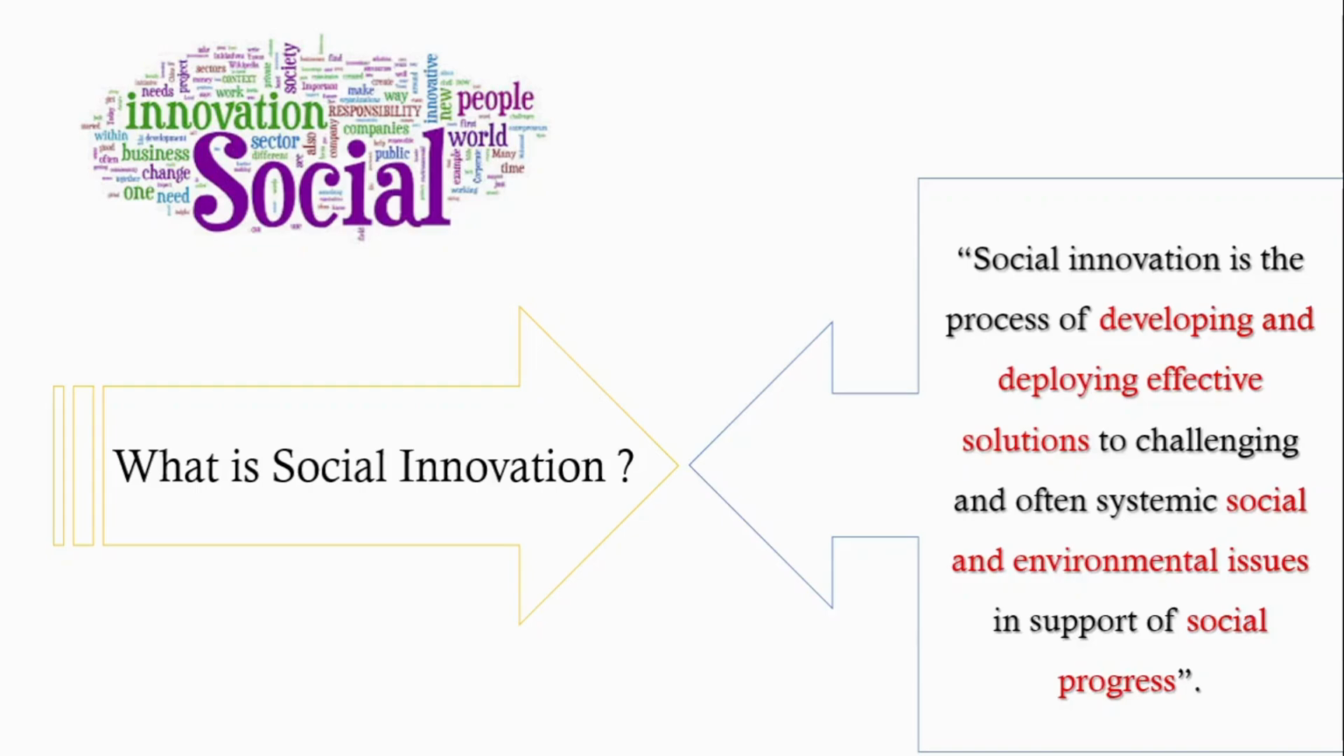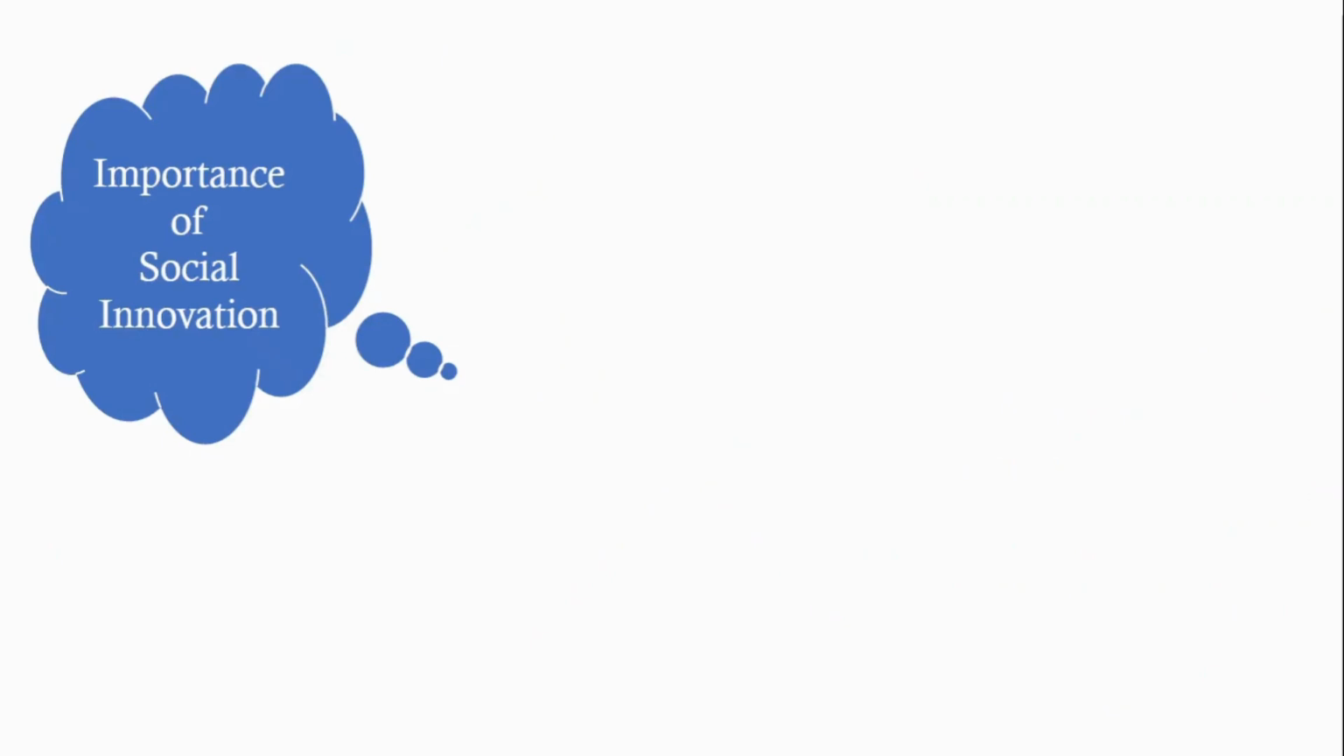In a simple definition, social innovation is a process of developing and deploying effective solutions to uplift the society. So we are going to adopt some solution, and by this we are going to help the lower class of the society, as well as think about innovation in terms of social innovation. So what is the importance of social innovation? Now we are going to see. One by one we'll see the importance of social innovation.